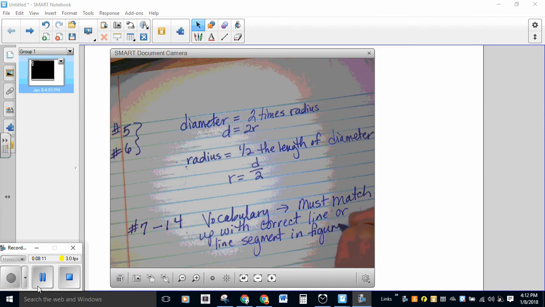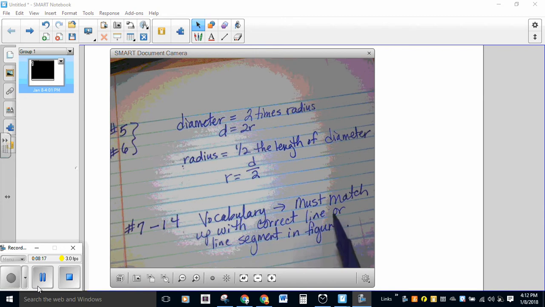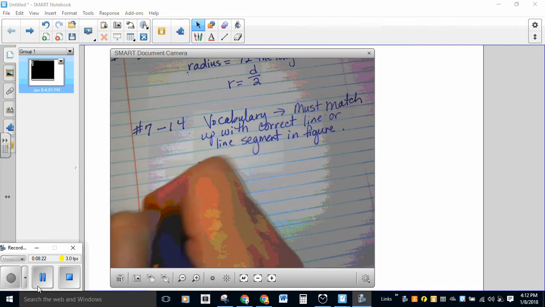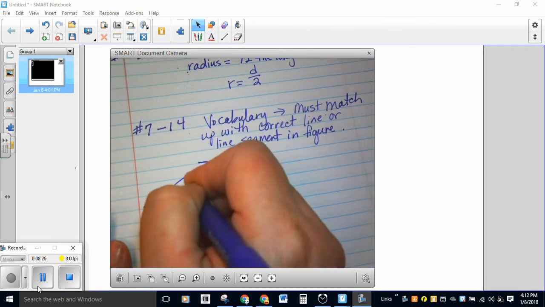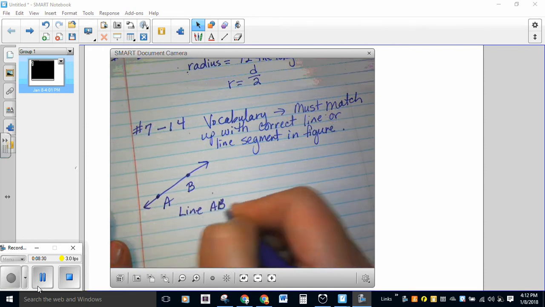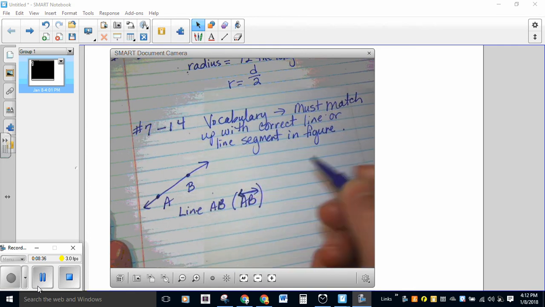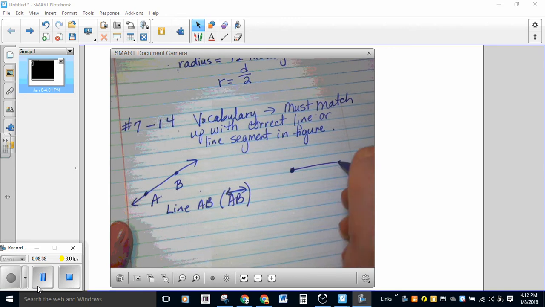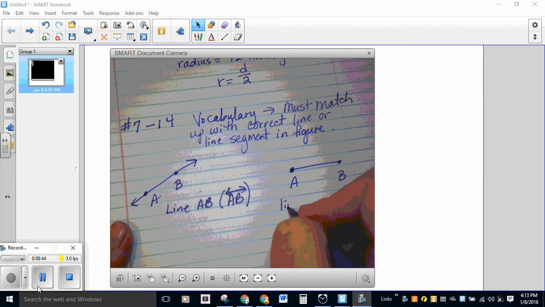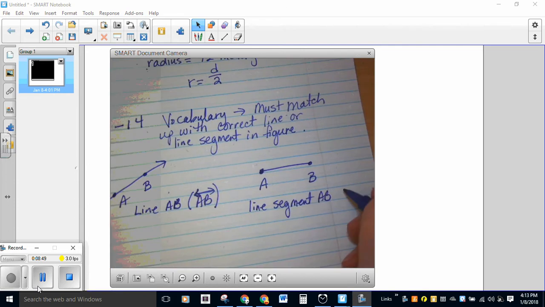All right, so what you're going to do is you must match up the vocabulary word with the correct line or line segment in the figure. Now remember, the difference is this is line AB, which we write as AB with a line over it, with the arrows, okay? This is line segment AB in that it has a starting point and it has an ending point. So when we write the abbreviation for that, it's AB with a line over it.